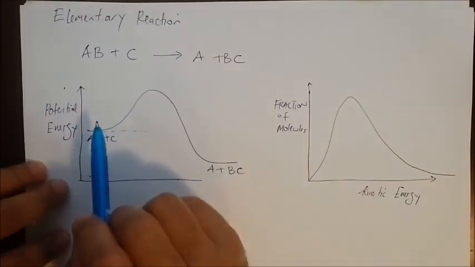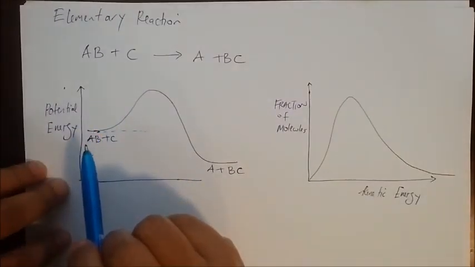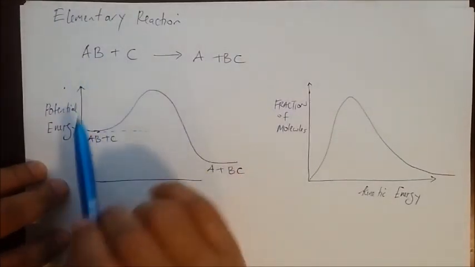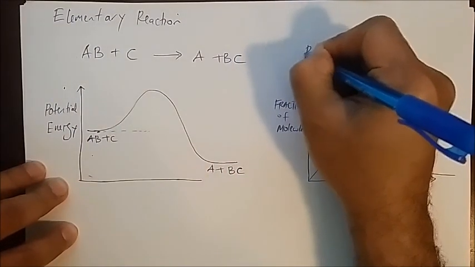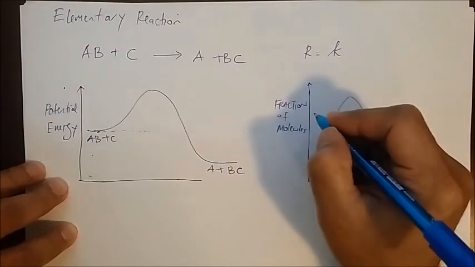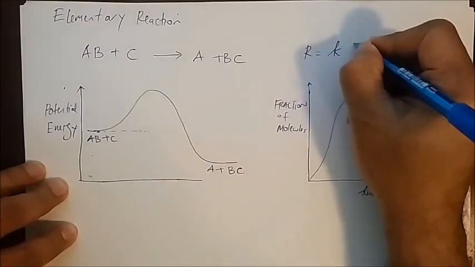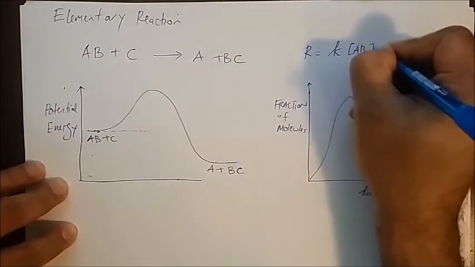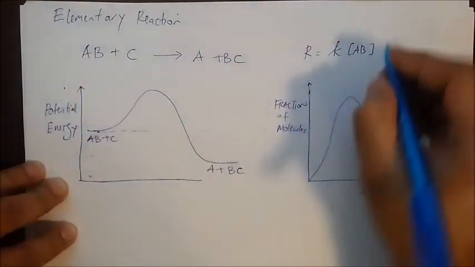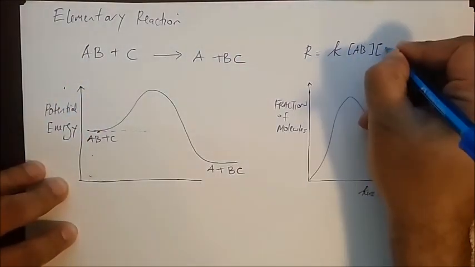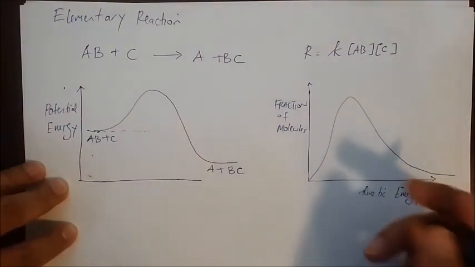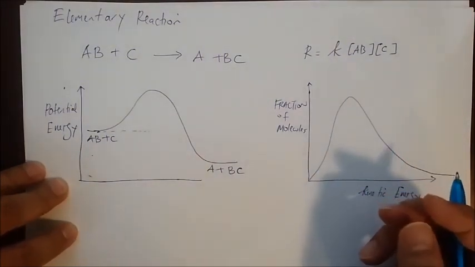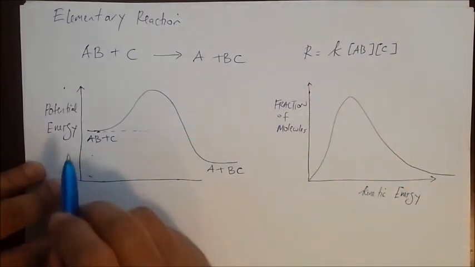So the order of the elementary reaction would be that of the stoichiometry of the equation. So the rate of this reaction would be the reaction rate constant times the concentration of AB, the first reactant, and the other reactant, C. Right? So every reaction has an activation energy barrier.